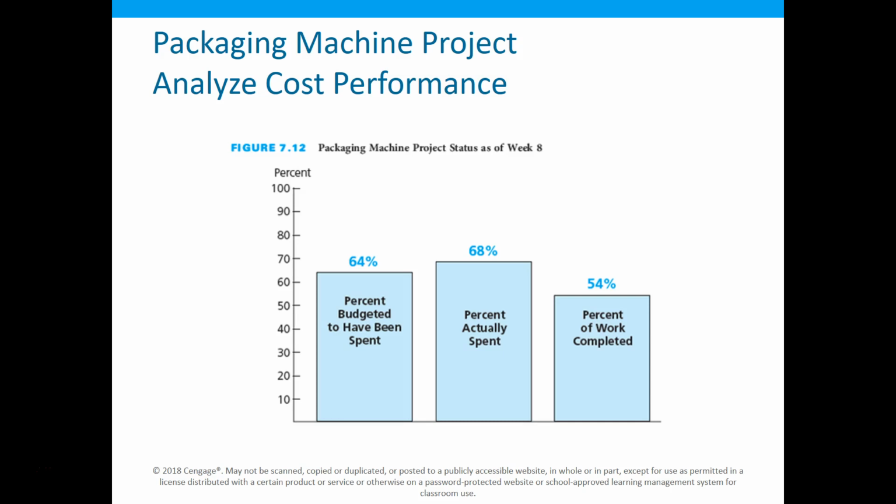So here are those numbers also as a percent. We're supposed to have spent 64% of our budget. We've actually spent 68%, and we've completed 54% of the work. Now, does that look a little scarier?